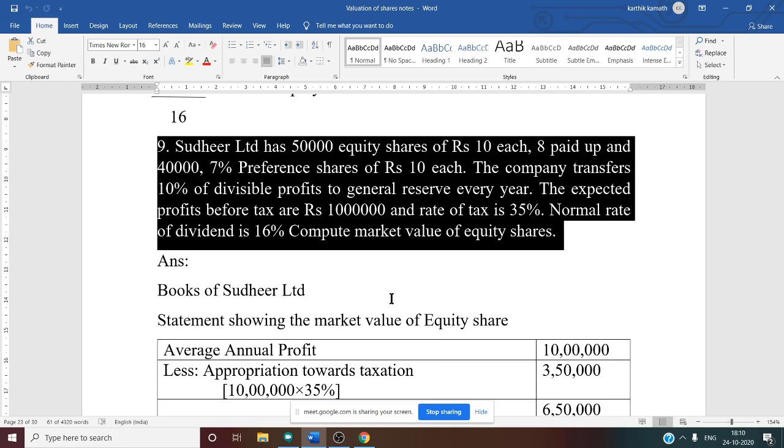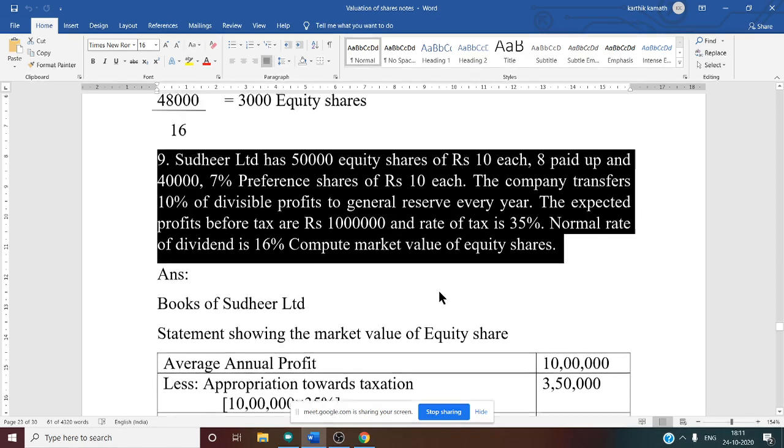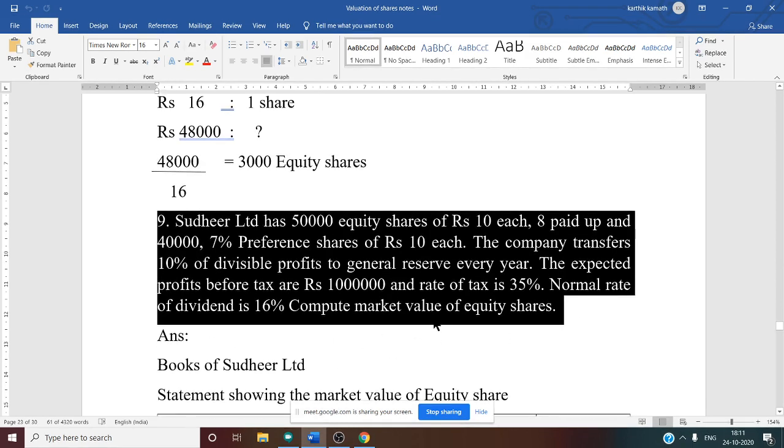The company transfers 10% of divisible profit to general reserve every year. That means the rate of reserve is mentioned in the problem, and the expected profit before tax is 10 lakh. So this 10 lakh is nothing but average annual profit, directly given in the problem. Then the rate of tax is also mentioned, that is 35%. Then the normal rate of dividend, that is nothing but normal rate of return NRR, is 16%. Compute market value of equity share. So every piece of information is given in this problem. You just need to compute the value of equity share.